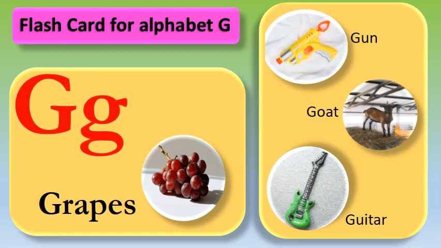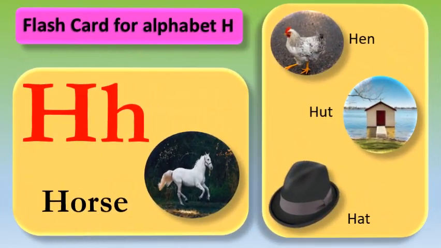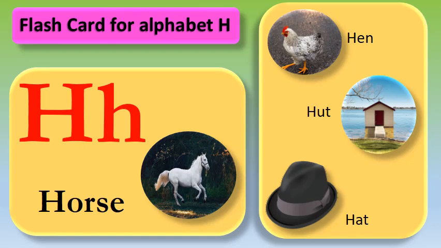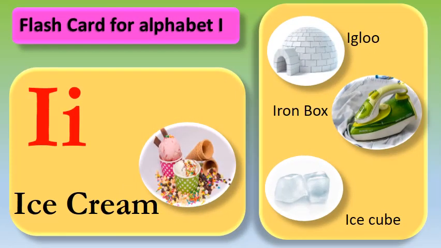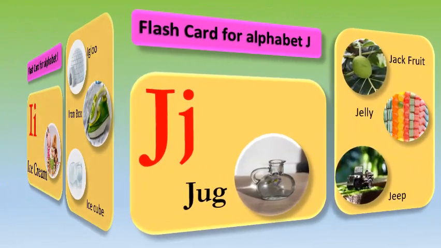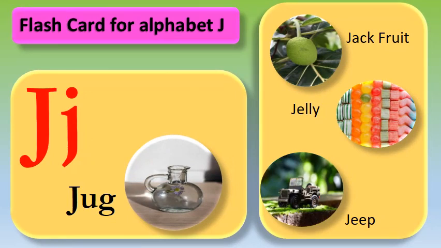G for grapes, G for gun, G for goat, G for guitar. H for horse, H for hen, H for hut, H for hat. I for ice cream, I for igloo, I for iron box, I for ice cube. J for jug, J for jackfruit, J for jelly, J for jeep.